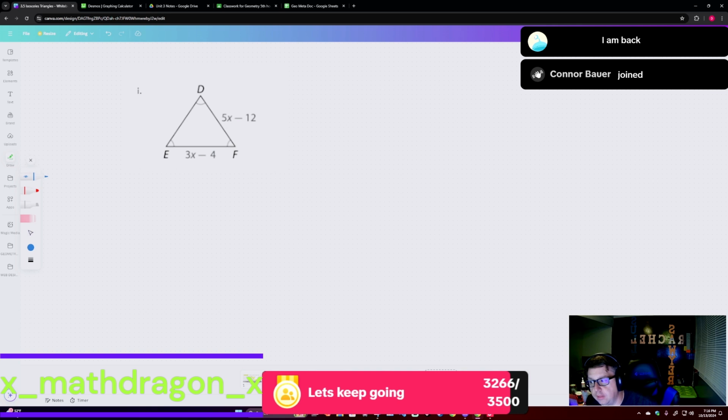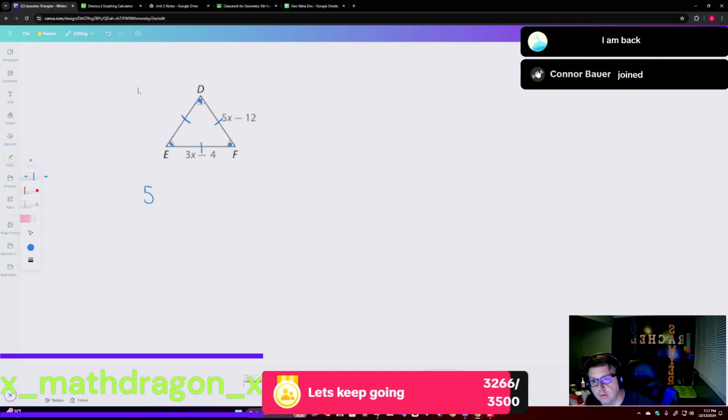All right, number 6. Because all 3 of these angles are equal to each other, and you know that because they all have one arc. They all have one arc. So that means they're all equal. So that means that the side lengths are all equal to each other as well.